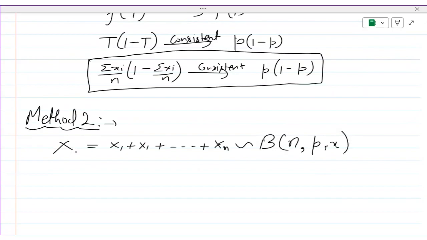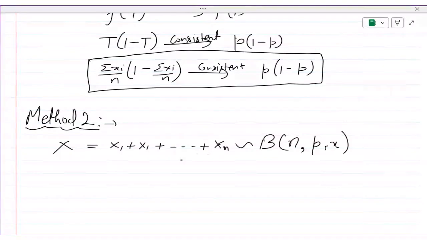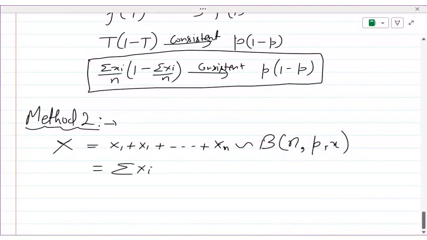So if X1, X2 are Bernoulli distributed and we add them, then it becomes a binomial distribution. Because Xi is basically the number of successes in one trial, either 0 successes or 1 success. If you are adding all the successes, you will get the total number of successes when you try something n number of times. So the sum of Xi follows the binomial distribution with parameters n and p.